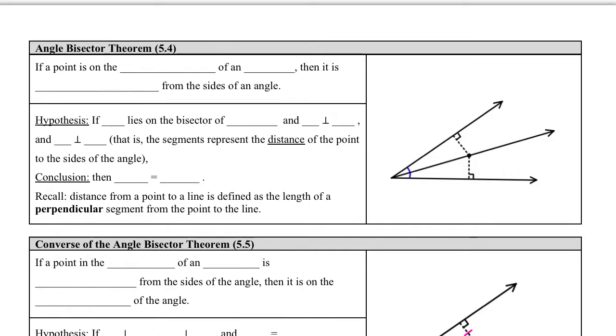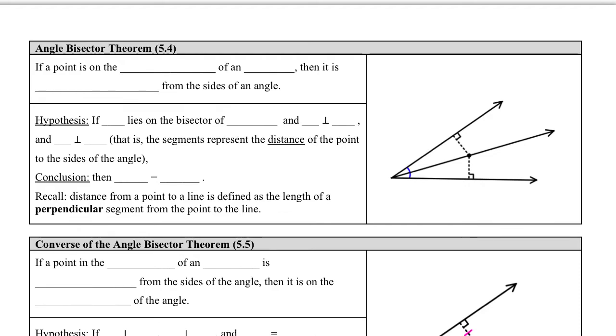All right, we've been talking about perpendicular bisectors. Now we're going to talk about a different bisector, an angle bisector. So this just bisects an angle. So this is the angle bisector theorem. So you know an angle bisector is a line, segment, or ray that bisects an angle specifically.